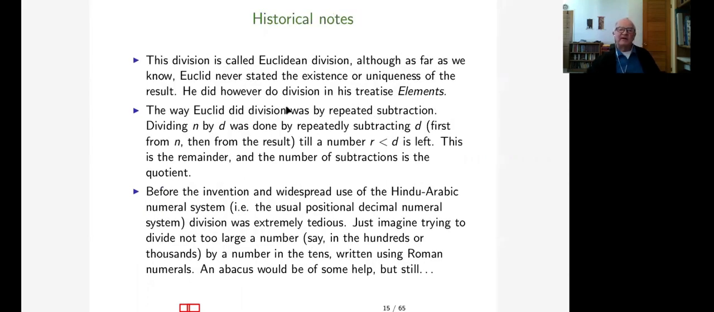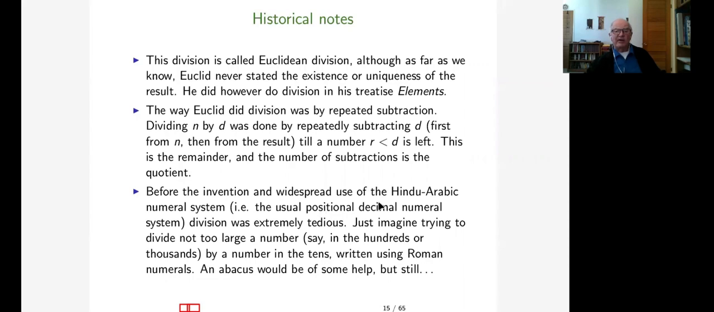So now a little history. This is called Euclidean division. Euclid never stated it explicitly in his treatise, Elements. However, he was doing what is essentially division. He was doing repeated subtraction and then getting a remainder. For him, the numbers were not really numbers, they were what he called lines, segments of line. And he was just cutting off pieces from one segment. He expressed everything in geometric terms. But this is what he was doing in reality.